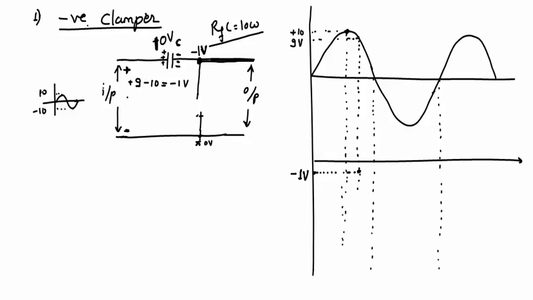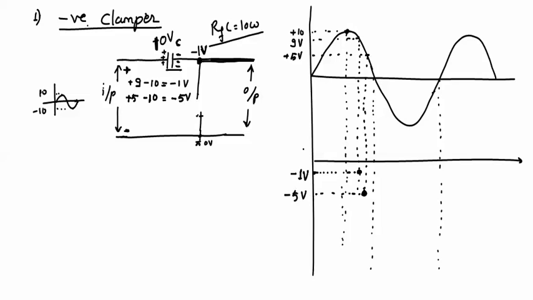Now when input becomes plus 5 volt, then we will add this minus 10 volt, it will be minus 5 volt. So for input equal to plus 5 volt, output is equal to minus 5 volt.